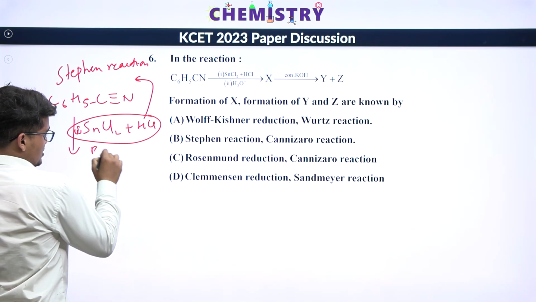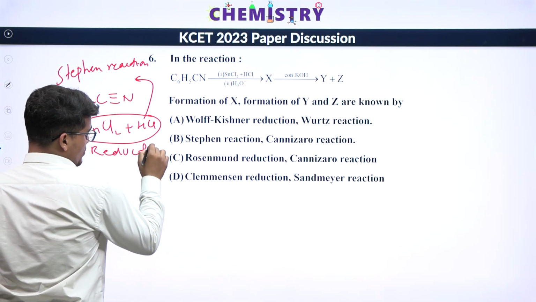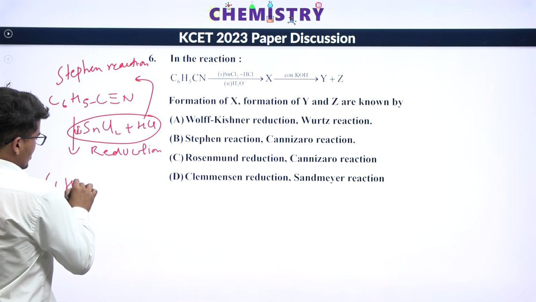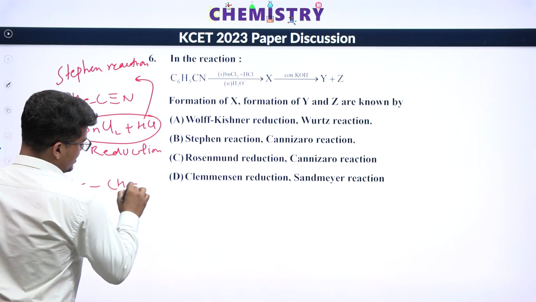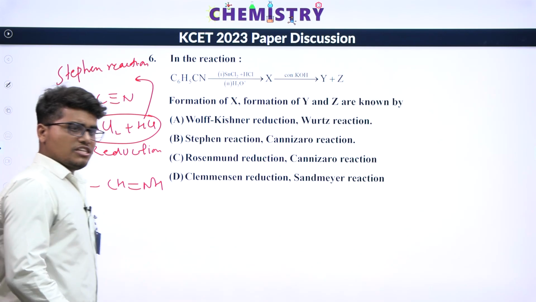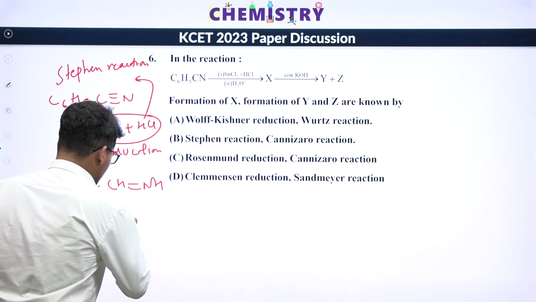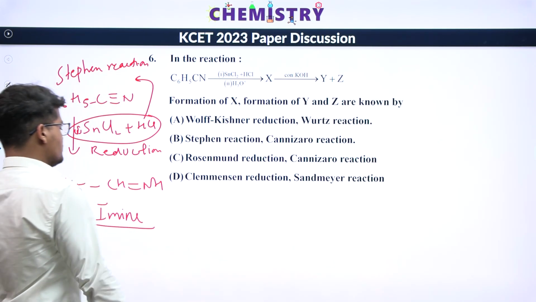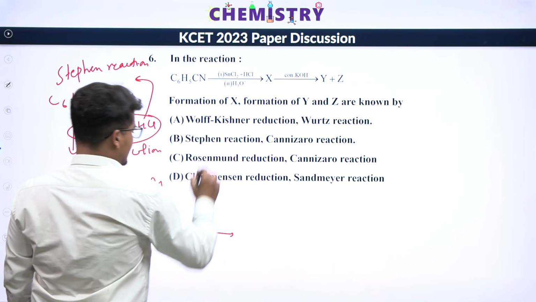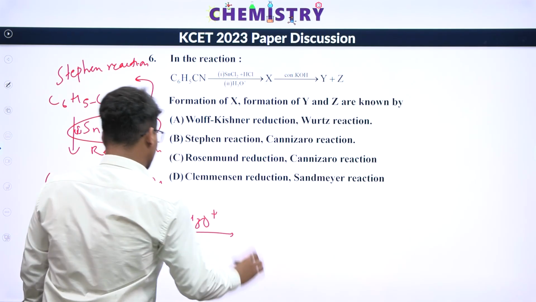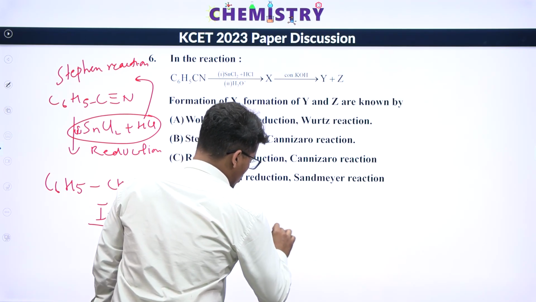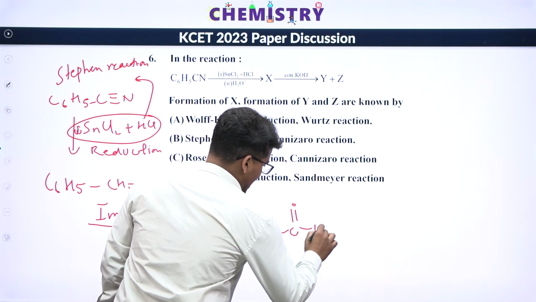So the first step will be the reduction, the addition of hydrogen. So C6H5CN will reduce to C6H5CH double bond NH. This is called an imine. Then they are writing H3O plus. So there is a hydrolysis of this imine group, and we know imine after hydrolysis will form an aldehyde.